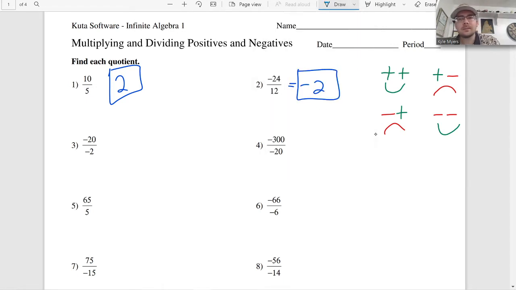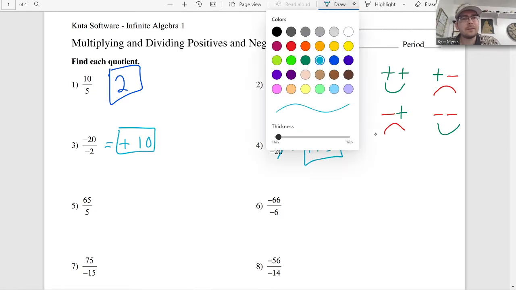Switch colors here. Negative divided by negative is a positive. 20 over 2 is 10. Right? Negative, negative makes a positive. And then 300 divided by 20. Here's what I can do. I can slash a 0, slash 1 for 1, and then it's just 30 over 2, which is half of 30, which is 15. All right, next color.